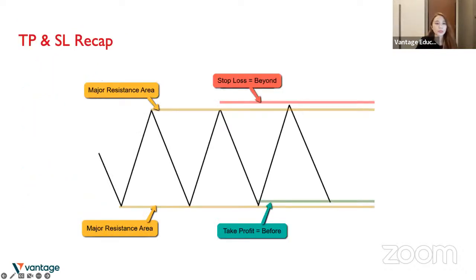All right, so we are looking at a take profit and stop loss recap. Previously we did go through this. For stop loss, we are normally looking at slightly above the major resistance area where we put our stop loss. This allows the price to have a bit of space to react to the resistance before it drops back down in this case.